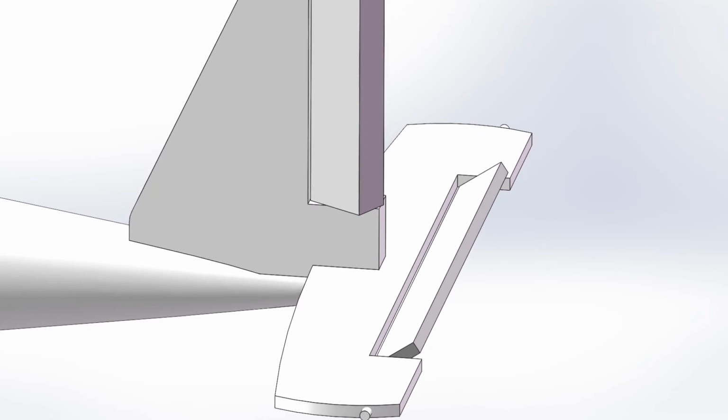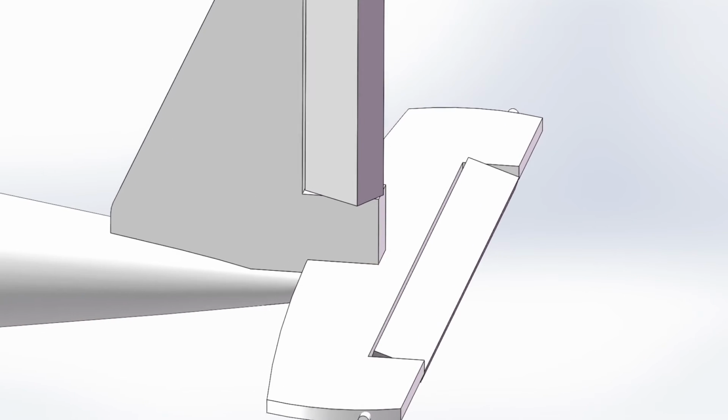Finally, the elevator is located on the tail of the plane. The movement of the elevators up and down is by the same system as the last 2 control surfaces, and it causes a change of pitch, which is the rotation of the plane about the lateral axis.